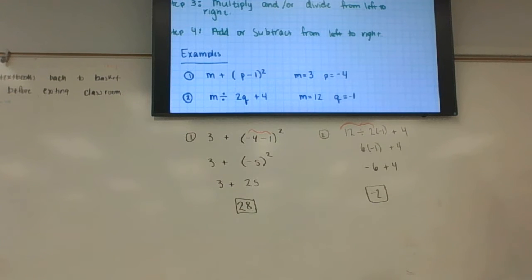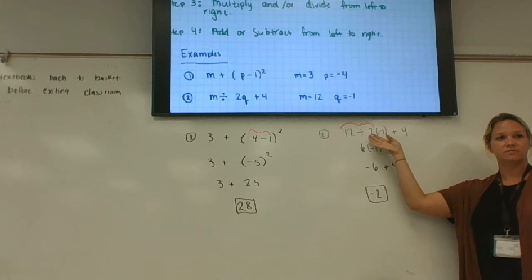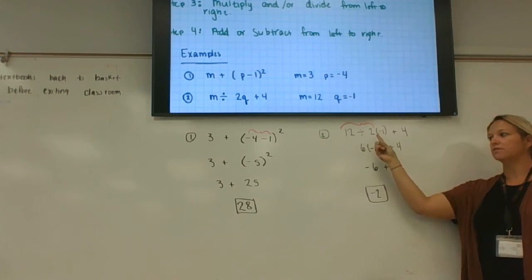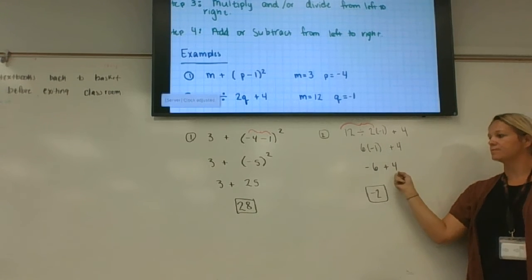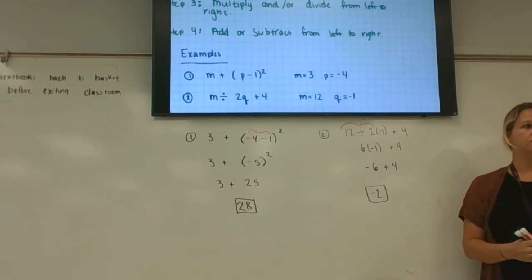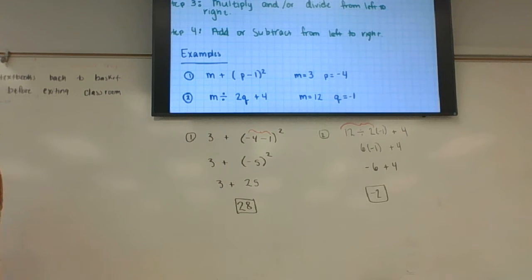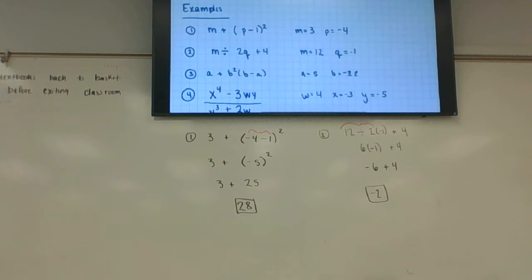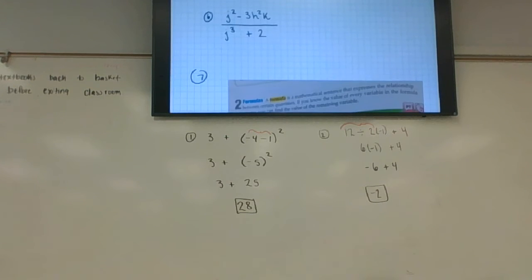Number 2, you may have chosen a different way, but technically you should divide first. 12 divided by 2 is 6. Multiply -1, add 4, get you -2. Technically. Yep.